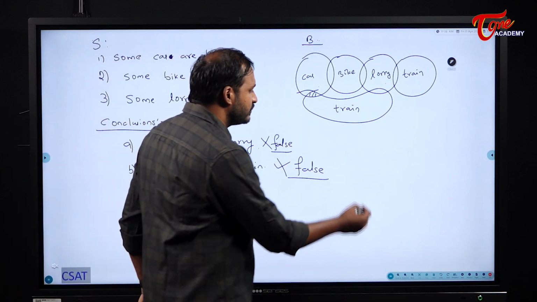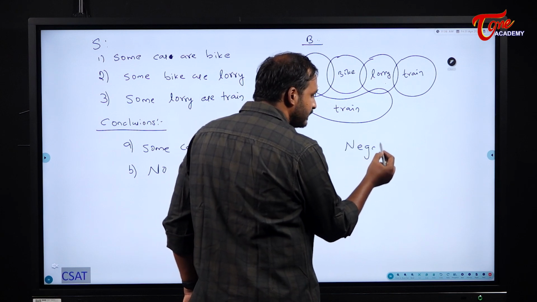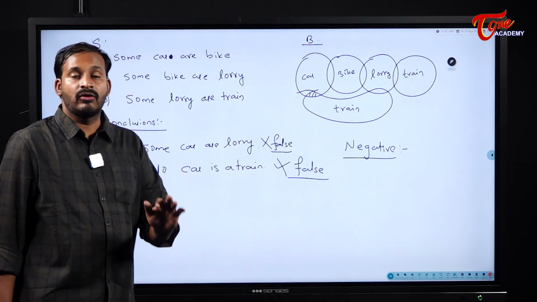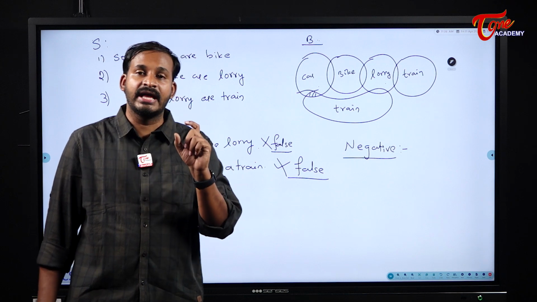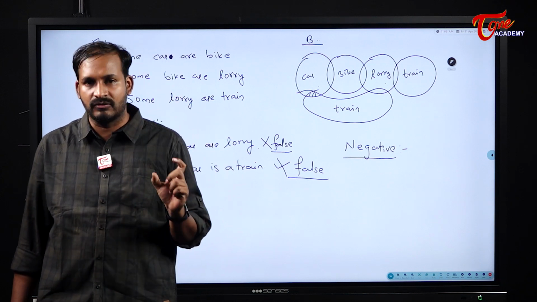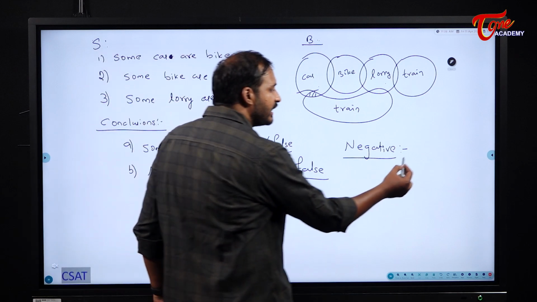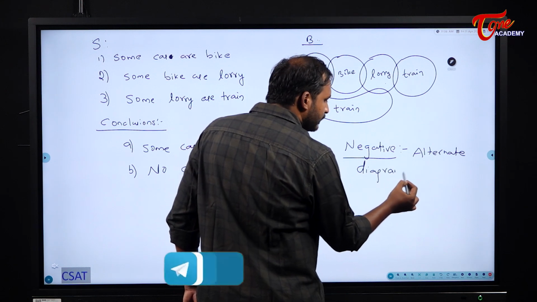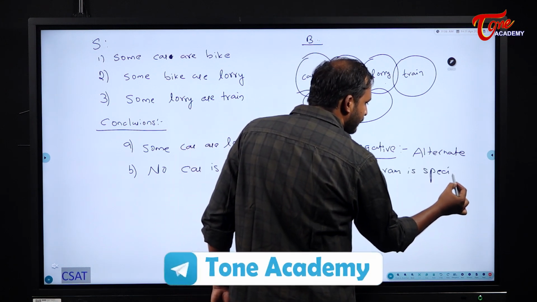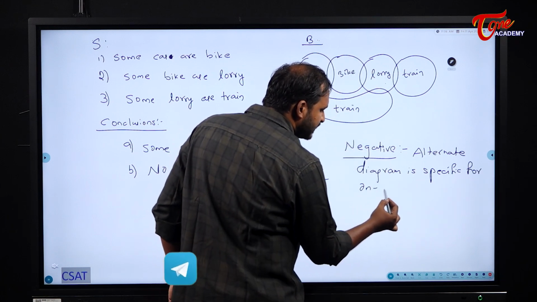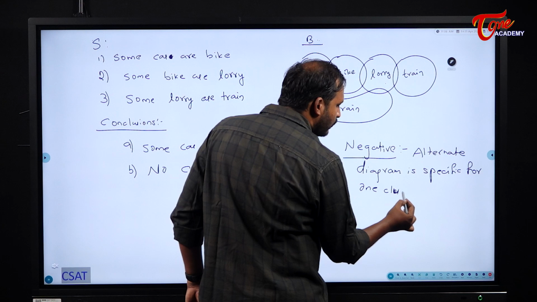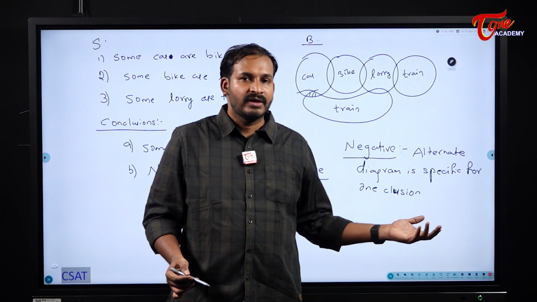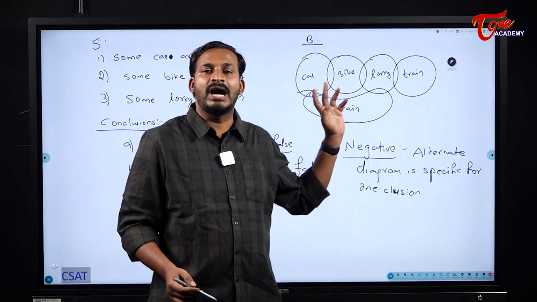Now, see here students, when it comes to negative conclusions, remember this point very carefully. If you have two negative conclusions in the given conclusions, you can draw, see, one alternate diagram is specific for one conclusion only. That means, for example, if I have one more negative conclusion, to make it false, I can draw one more alternate diagram, but I cannot use the same alternate diagram for that one.